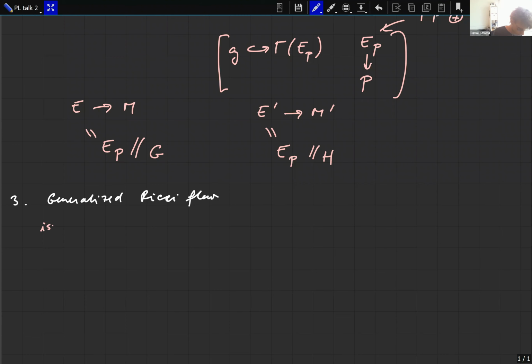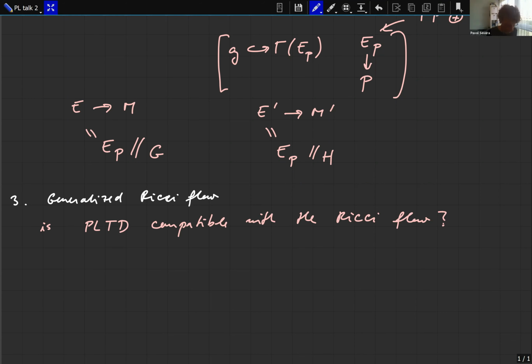So is PLTD compatible with the Ricci flow? Right, so we have two target spaces, M prime and M double prime, one equipped with some g and B, and the other one equipped with some g and B. So we let them now flow with the Ricci flow, and if there is any justice, then they should still keep being Poisson-Lie T-dual during that flow.